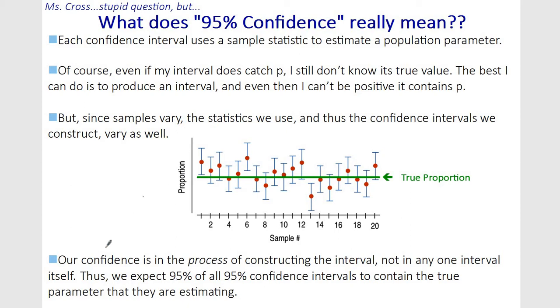So that's our process of how we get our interval. We expect that 95% of all these samples would contain the true parameter. So we're saying it's 95% likely that it's within this sample confidence interval.